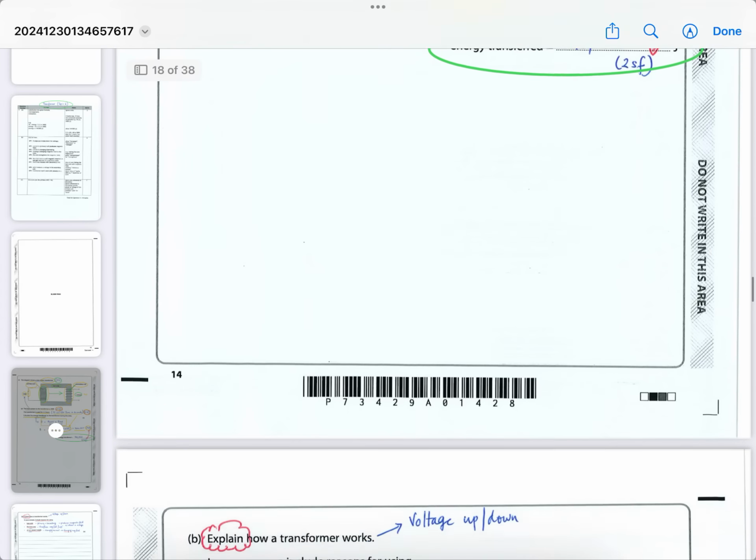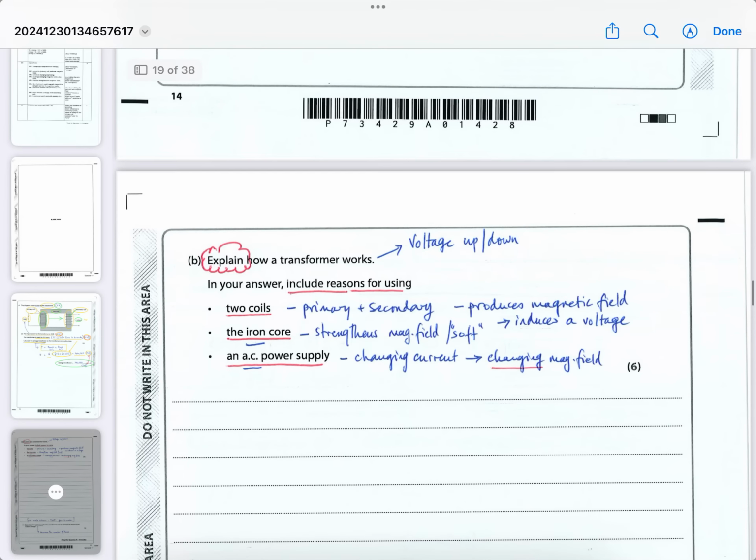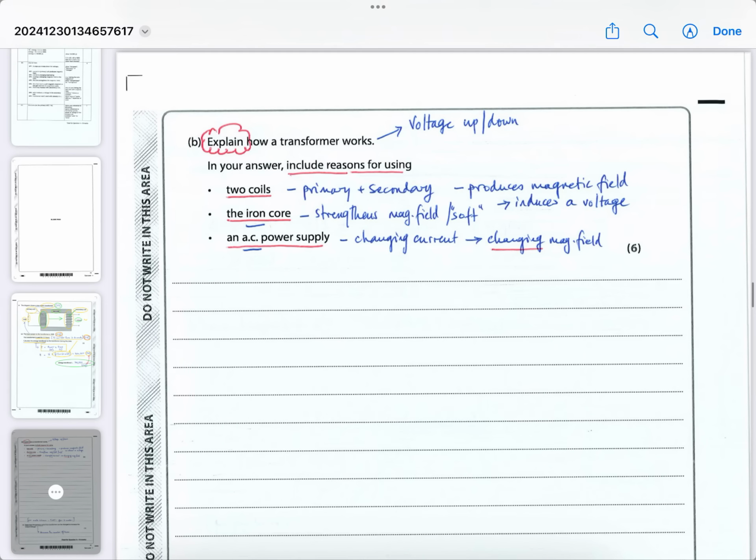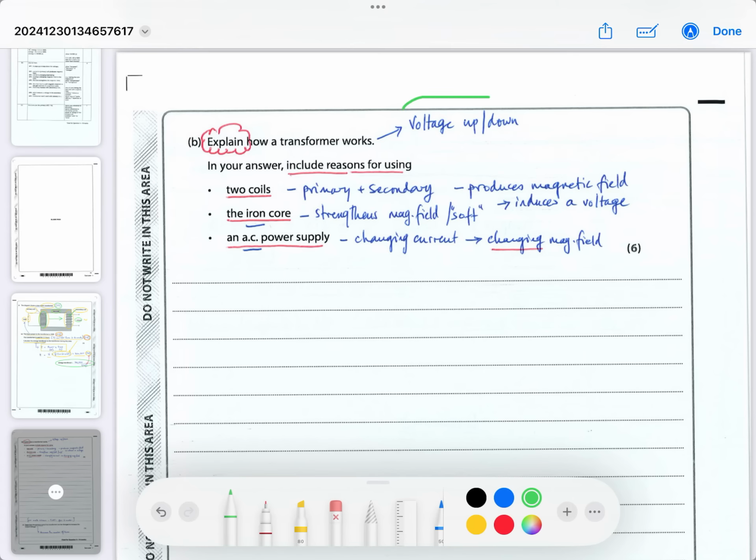So what does the next part of the question ask you? The next part of the question says, explain how a transformer works. Now, remember, a transformer can either make the voltage go up, and that's called a step-up transformer, or it can make it go down, in which case it will be called a step-down transformer. And then they tell you, to get all the marks, in your answer include reasoning for using two coils. Why do we have two coils?